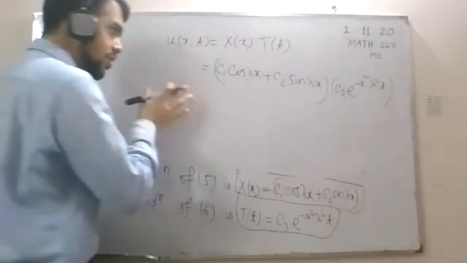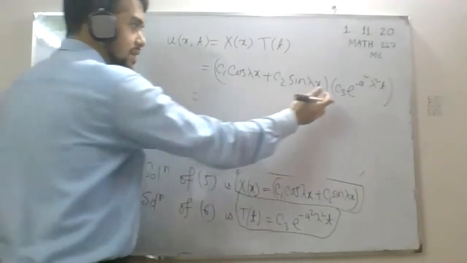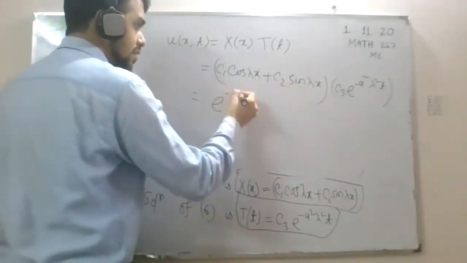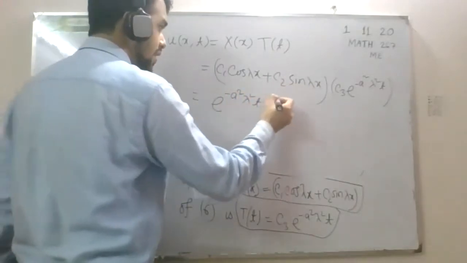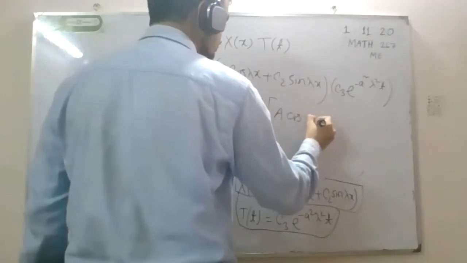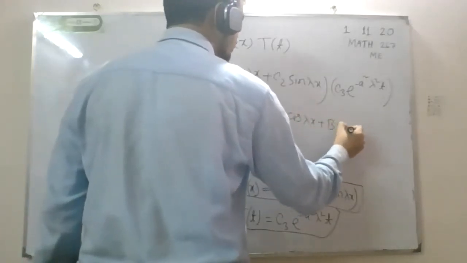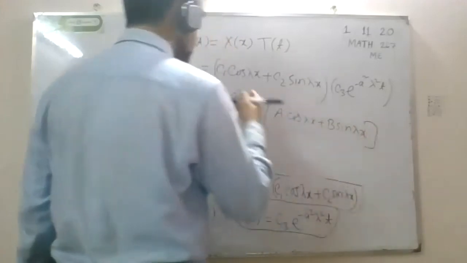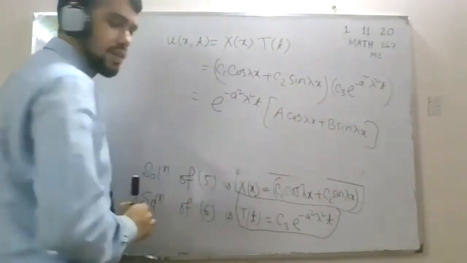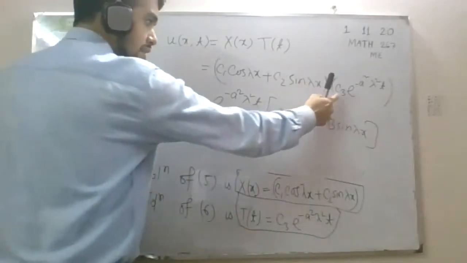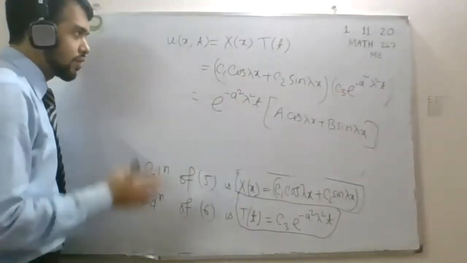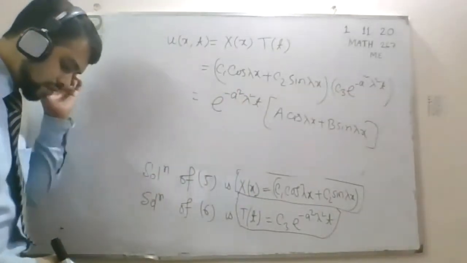ওকে, তো এটা আমরা গত ক্লাসে করেছি। এখান থেকে জাস্ট এই c3 টাকে এটার সাথে মাল্টিপ্লাই করে দাও, দেন ইউ ক্যান গেট হিয়ার e to the power minus a square lambda square t into here A cos lambda x plus B sin lambda x. Okay, where A equals c1 c3 and also B equals c2 c3. Okay, just only multiply c3 with this term and you can get the result. Okay, so this is your general solution of your given equation.